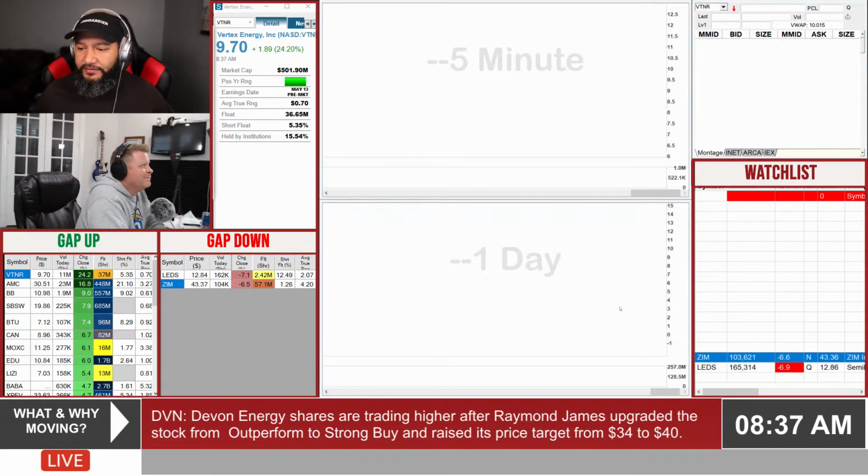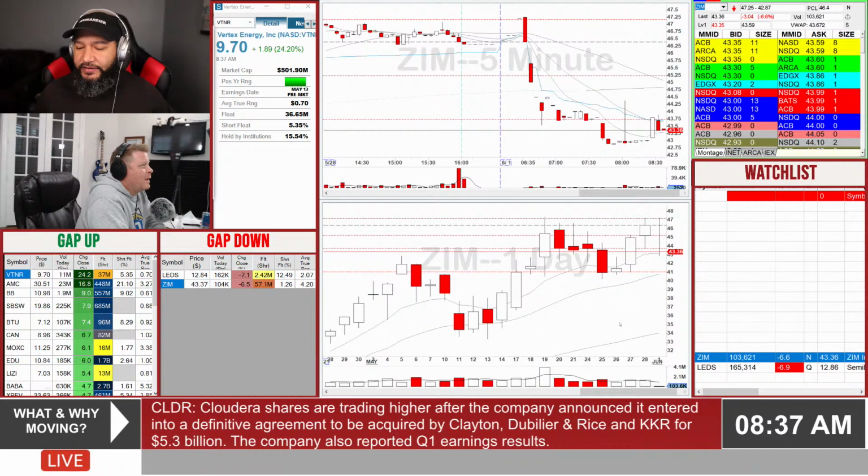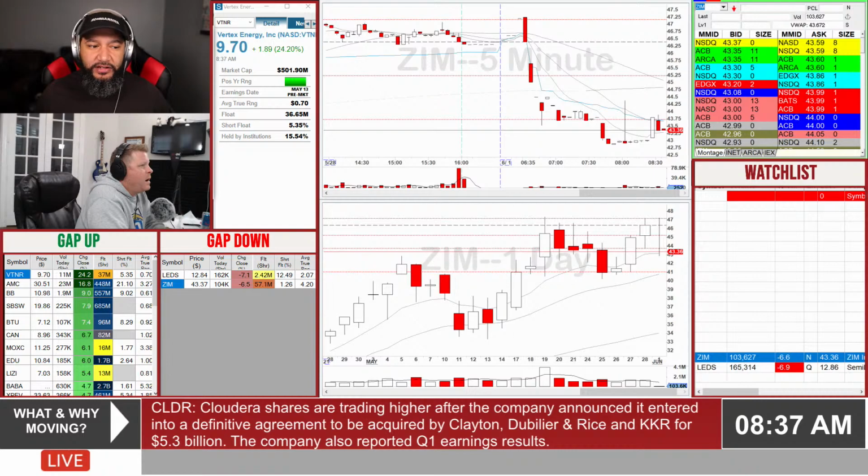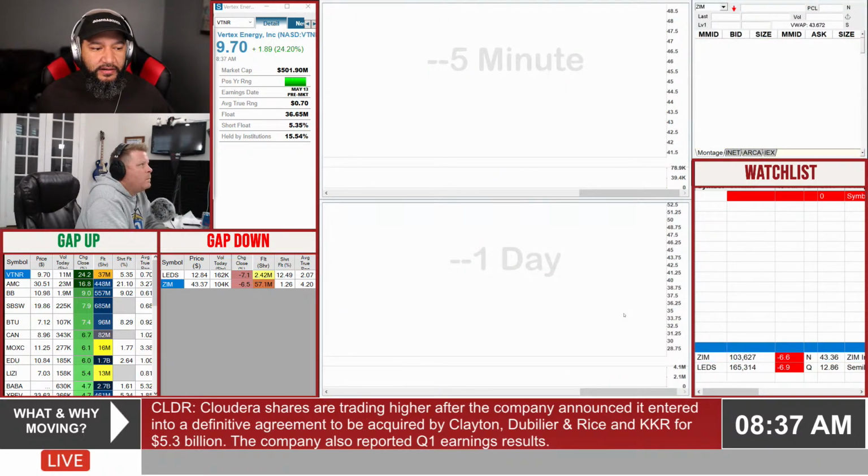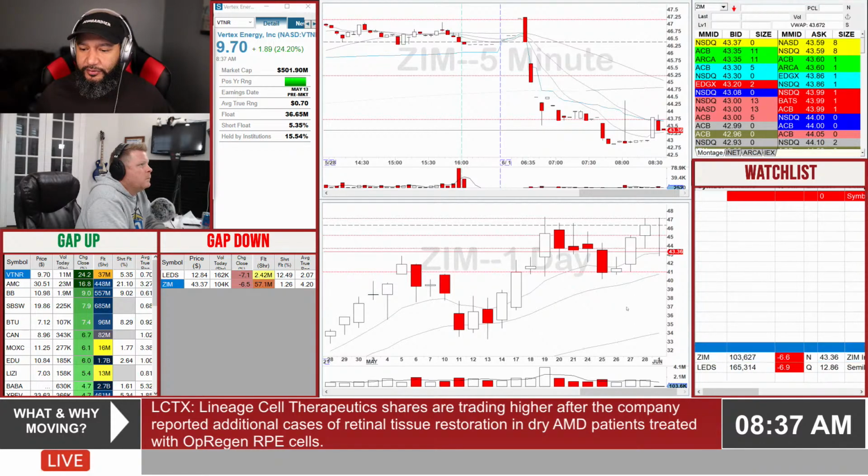I'm going to put this at the bottom on top of LEDs, whatever, ZIM, because again, you have to be careful. I know it's not a low float stock, but the way this thing is moving, you have to be very careful. I put the wrong one here. I meant to put VTNR, not ZIM. ZIM, we don't like ZIM. Yeah, ZIM is not good.